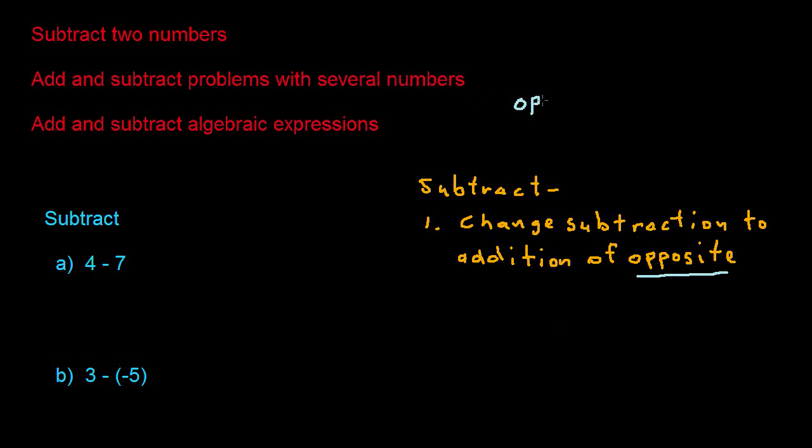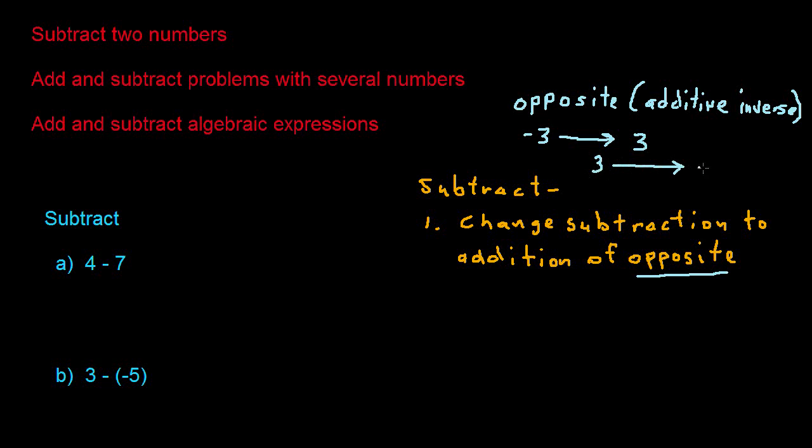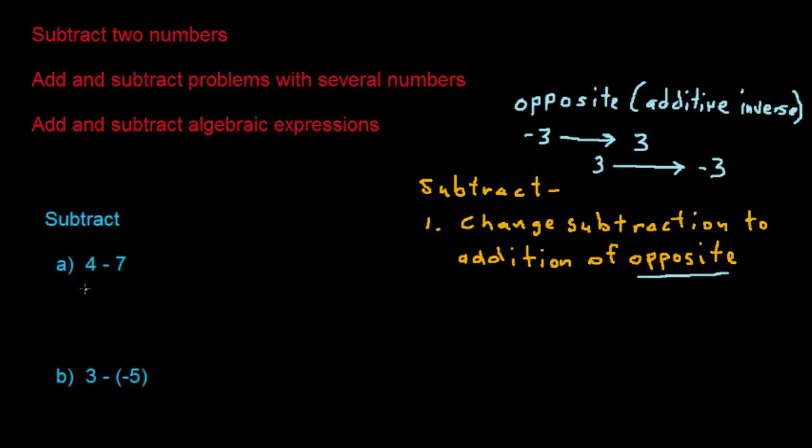Well, another word for opposite is additive inverse. But it's just easier to show you what it is. The opposite of, say, -3 is +3. And the opposite of +3 is -3. So that's what we mean by opposite.